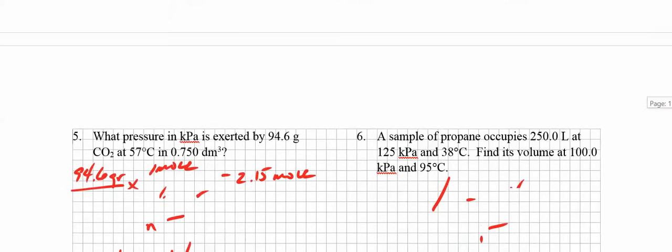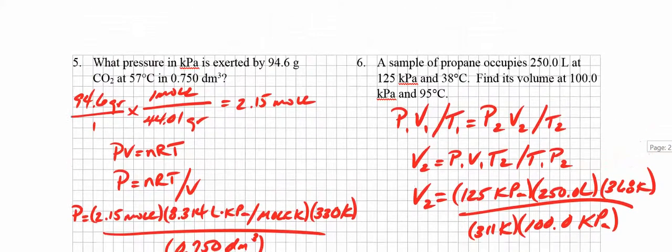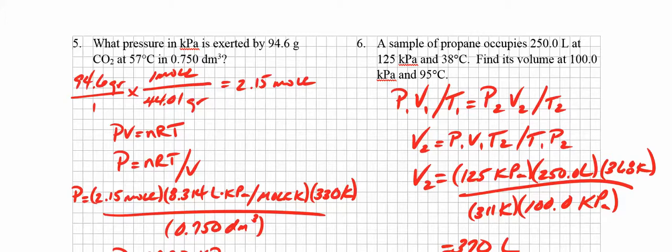Let's go to number 5. Number 5 says, what pressure in kilopascals is exerted by 94.6 grams of CO2 at 57 degrees Celsius in 0.75 cubic decimeters? Well, the first thing we're going to need to do is convert that grams to moles. Remember that the PV equals nRT equation is going to require moles, so let's do that.